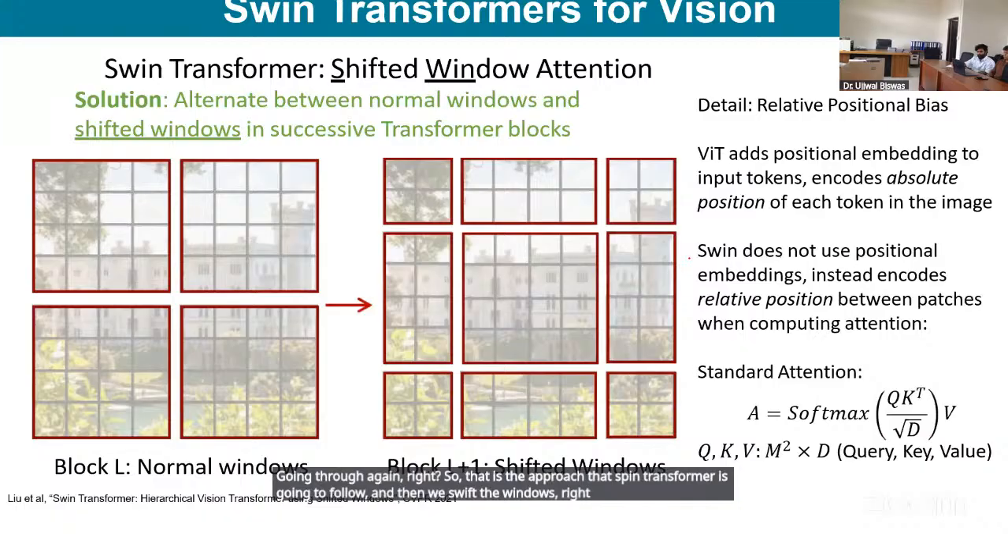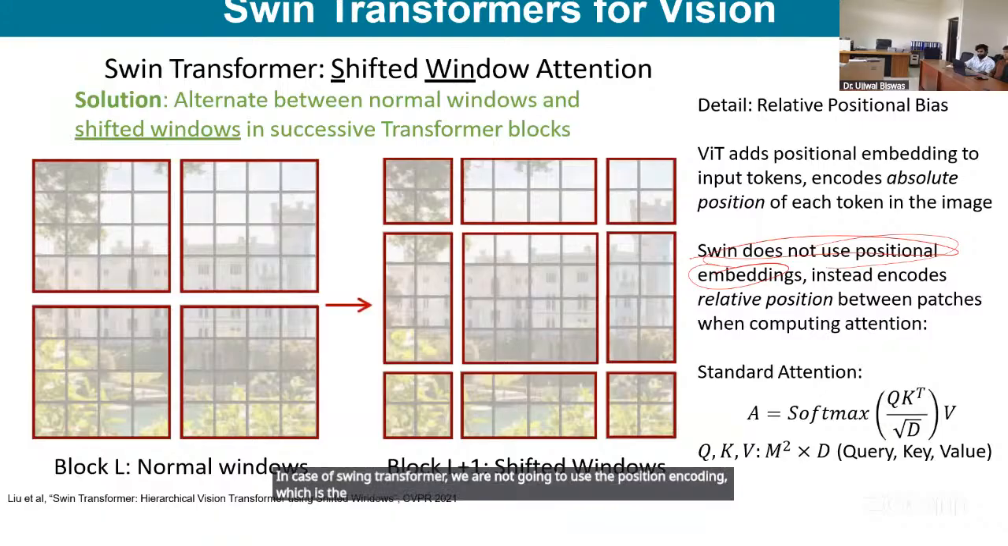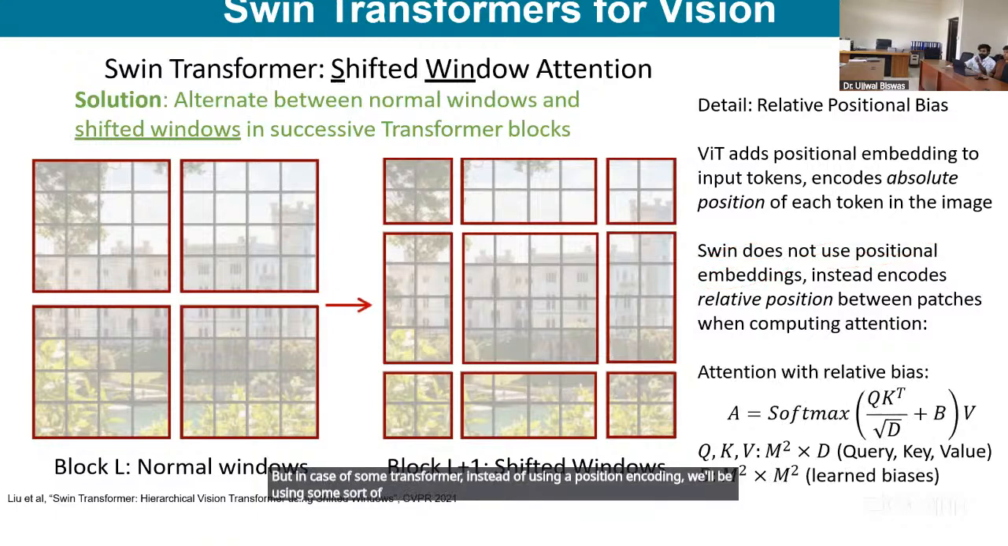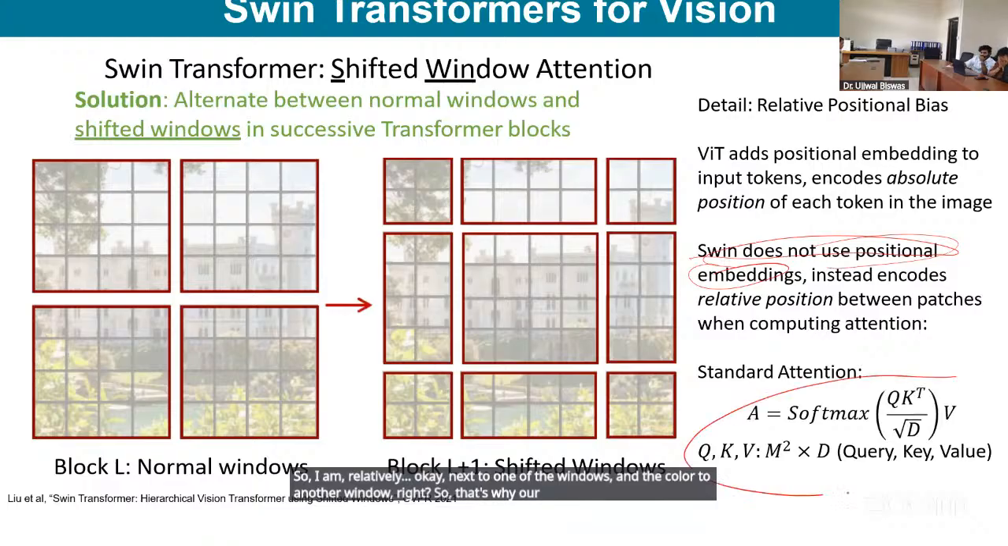In the Swin Transformer, we are not going to use position encoding, which is the very standard approach in transformer models, in NLP also, where we use position encoding because we need to know the position of each window. But instead of position encoding, we'll be using something known as relative position. What is the relative position of your window? Because you're going to shift, I am relatively next to one window and further from another window. So that's why our standard attention value will change.